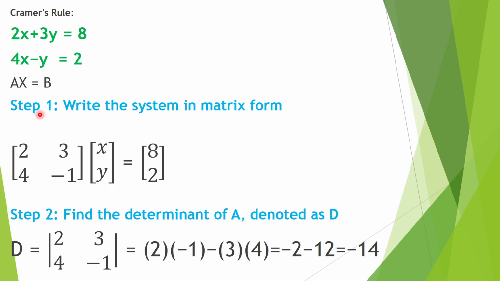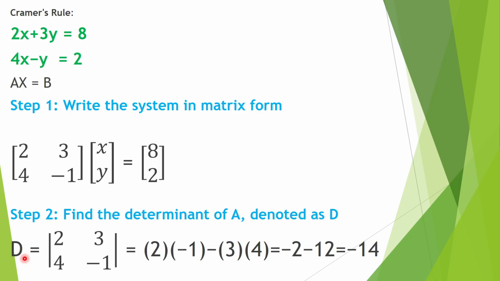So first of all, in step 1, write the system in matrix form. So 2, 3, 4 and minus 1, and then we will write x and y, equal to 8 and 2. Now in step 2, find the determinant of A, denoted as D.